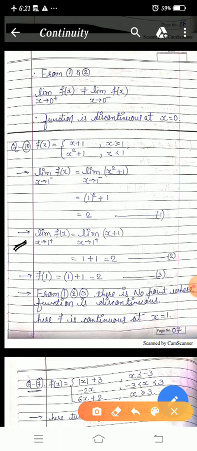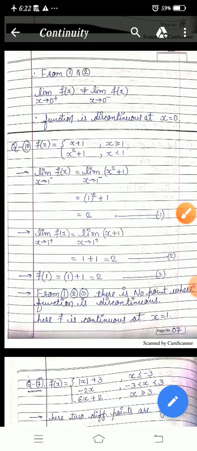1 plus, that means the value of x tends to 1, but that will be more than 1, or we can say greater than 1. And for values of x greater than 1, we have one value of the function, that is x plus 1. So whenever we are taking the right hand side limit, the value of the function will be f of x equals x plus 1. So by putting the value of x again, it will be 1 plus 1 equals 2 again. Give that equation number 2.